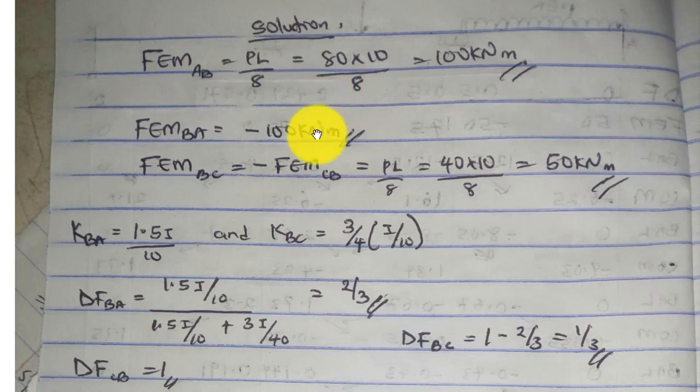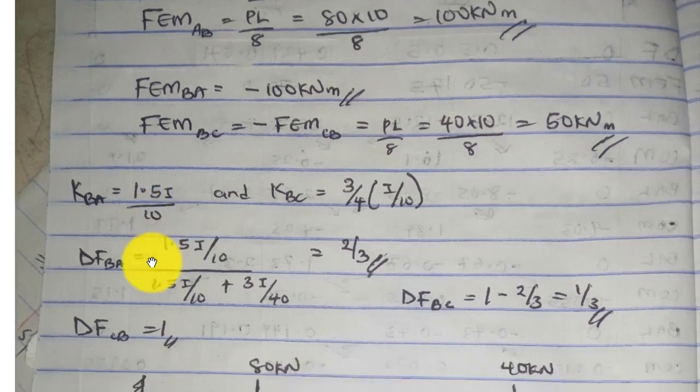BA, that will be the negative of it. FEMBC is equal to minus FEMCB, which will be 50. You understand what I mean by this now? That is, if FEMBC is equal to 50, FEMCB equals minus 50. So after that, you now calculate the relative stiffness.